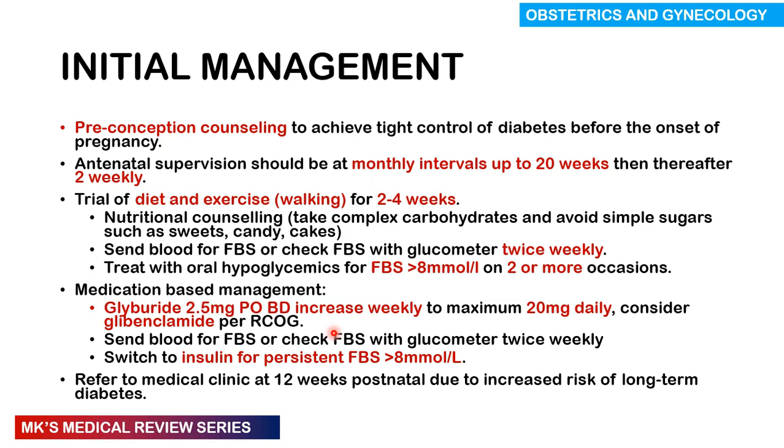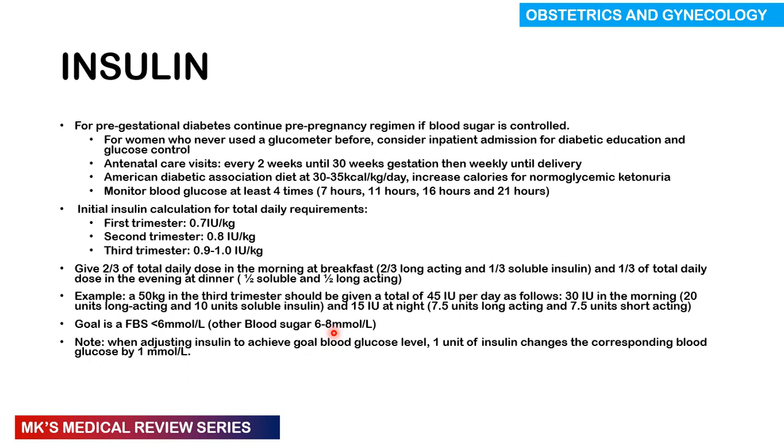After the blood glucose is still persistent for greater than 8 millimoles, we switch them to insulin. Then after they give birth, after 12 weeks postnatal, we should actually send them to the medical clinic where they can be followed up because there's a risk of long-term diabetes. So let's talk a little bit about insulin.